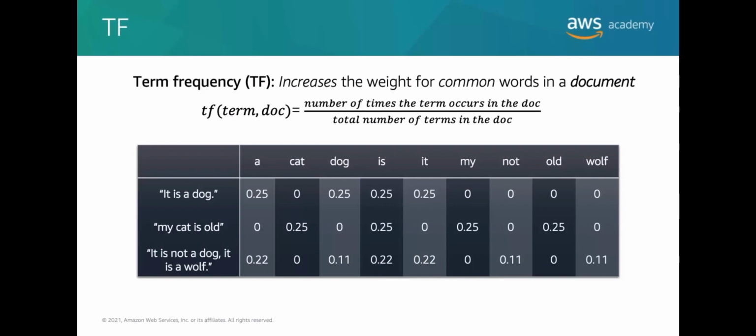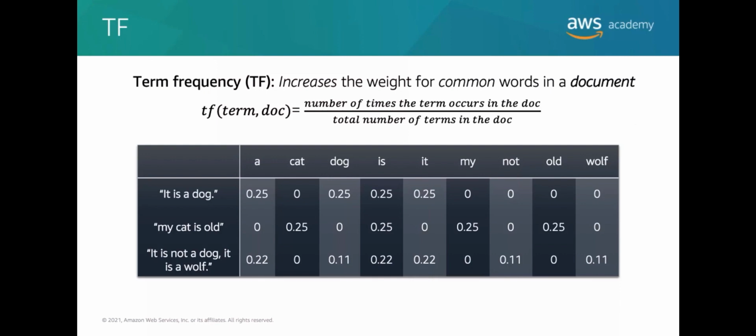The text, it is not a dog, it is a wolf, has a total of 9 words. The term wolf appears once. Applying the formula, we get 1 divided by 9, which equals 0.11. Applying the formula to the word is, which occurs twice, results in 2 divided by 9, which equals 0.22. Now you might be wondering if it's useful to increase the weight of what appears to be stop words. Well, that depends on the problem, but keep in mind that the results would be different if you remove the stop words.